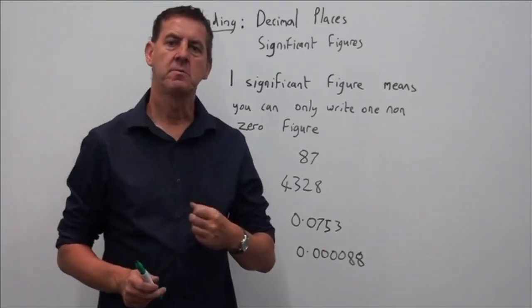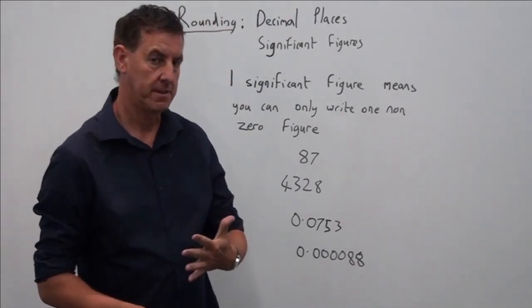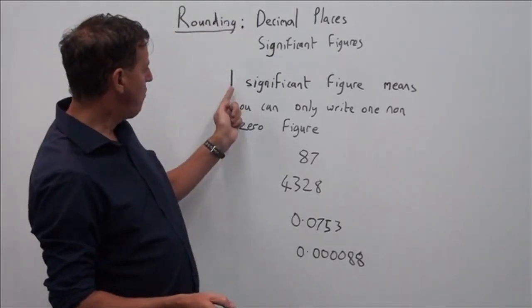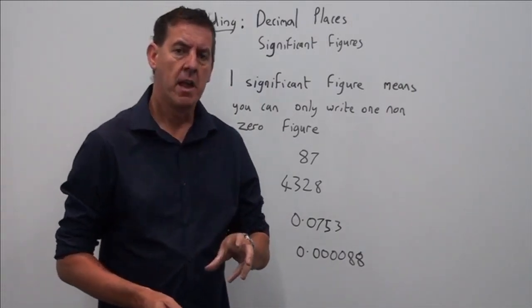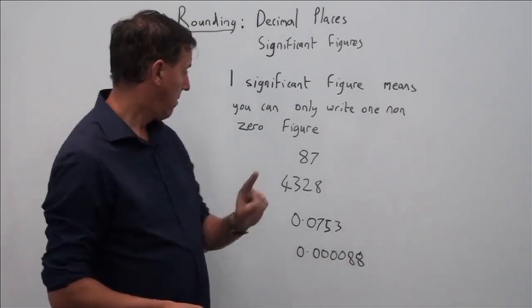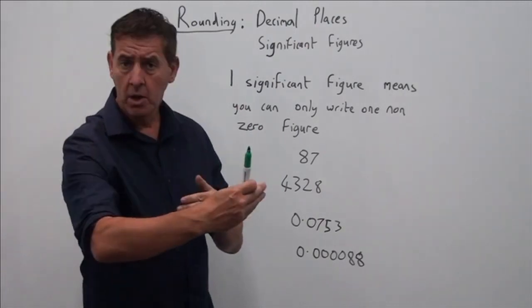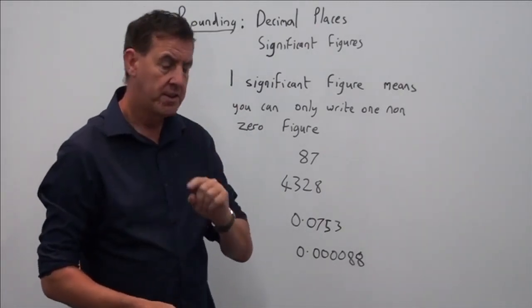What we're now going to do is look at rounding to what we call significant figures. So what does a significant figure actually mean? Well, if I want to round to 1 significant figure, that means I'm taking my number and I can only write 1 figure which is non-zero. All the other numbers will be 0, but that 1 figure is a non-zero figure.